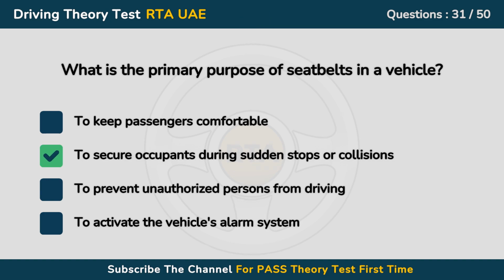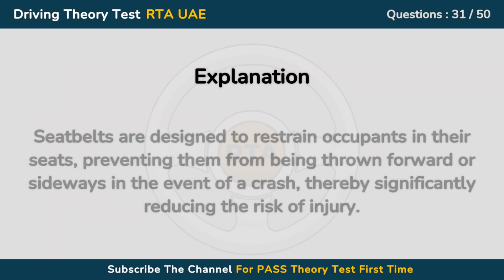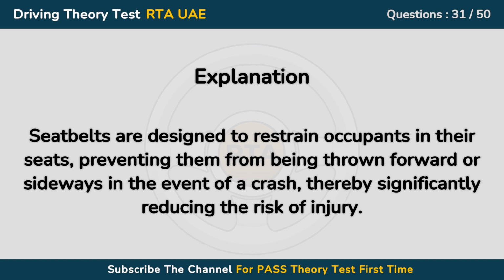Answer is B. To secure occupants during sudden stops or collisions. Seat belts are designed to restrain occupants in their seats, preventing them from being thrown forward or sideways in the event of a crash, thereby significantly reducing the risk of injury.